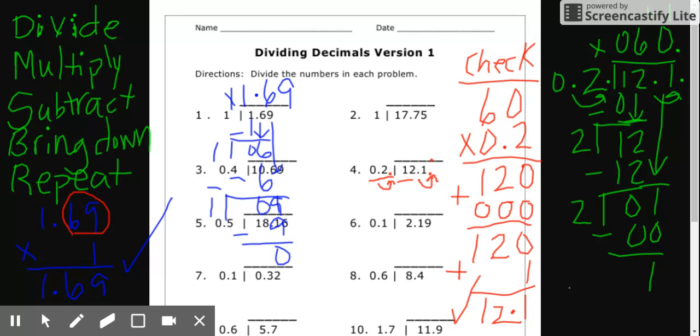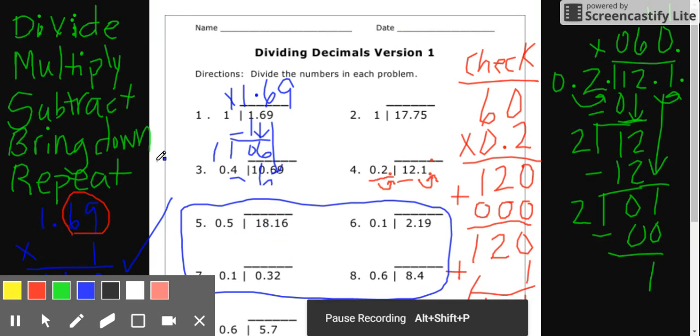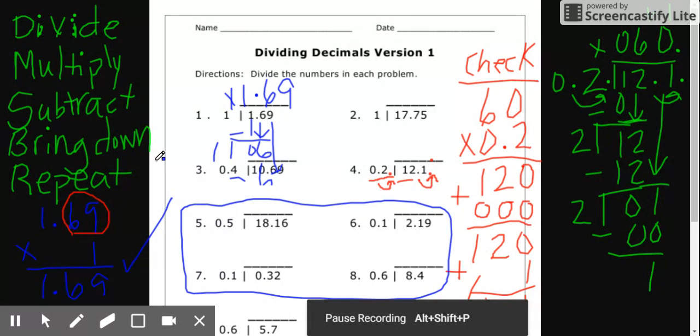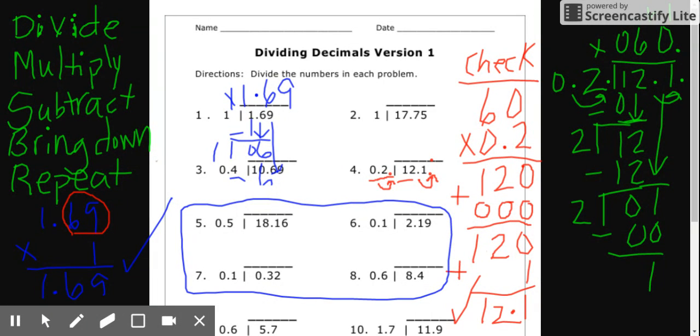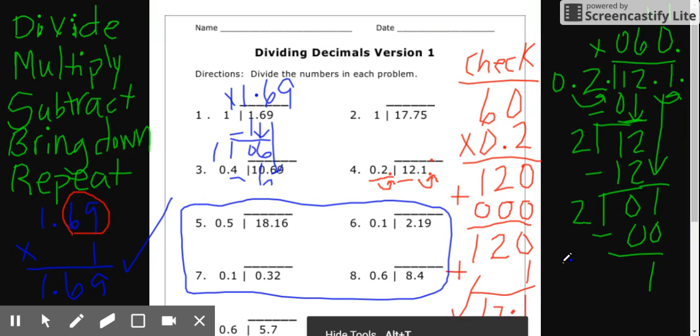So for homework, I want you to complete problems 5, 6, 7, and 8. These are the problems that I have circled. So these are the only problems that I want you to do for homework. These 4 problems, 5, 6, 7, and 8. If you have any problems or any questions, remember, write them down and we'll talk about them in the morning.